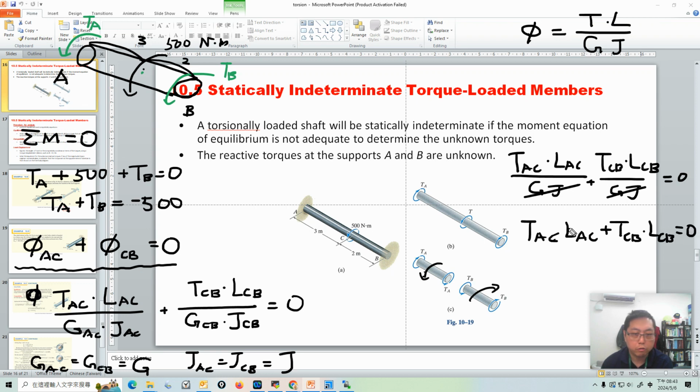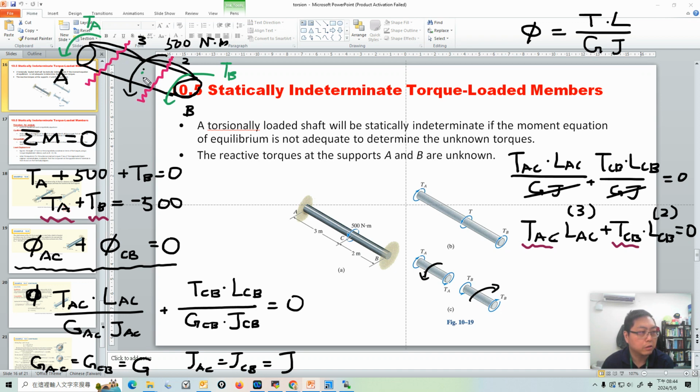And L_AC is 3, and L_CB is 2. So the only thing we have left to solve is to find the relationship between T_AC, T_CB, and T_A and T_B. So how to do that? Just like we did in axial loading members, with the cut section method. We need to know T_AC and T_CB, so we need to cut a section maybe here, and here.